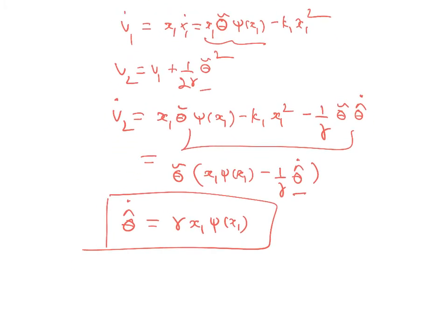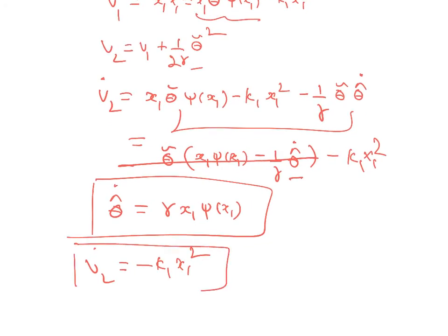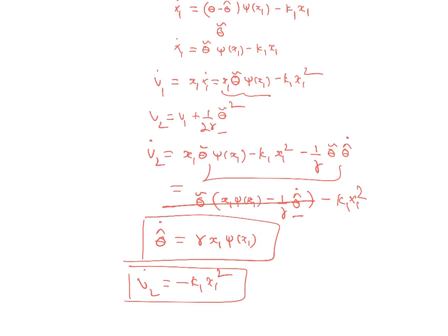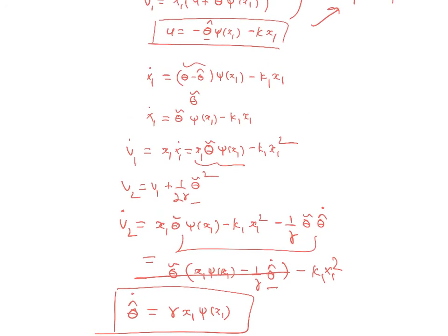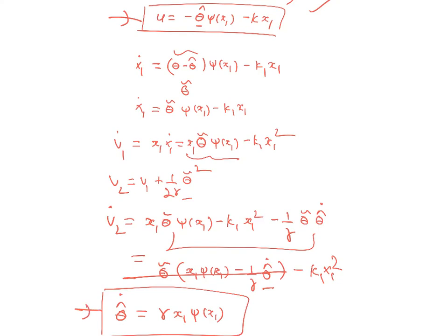V2 dot is basically minus k1 x1 squared, right? So this disappears, so that means V2 dot is then minus k1 x1 squared. Okay, so now let's go back to the controller. Now what do we need in the controller? Where is my controller? Yeah, here. So we have shown that if we choose this controller u and theta hat dot this, then we are good. This is negative definite, right? And this is called the adaptation law.